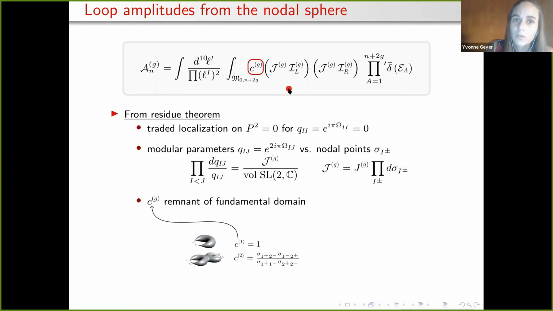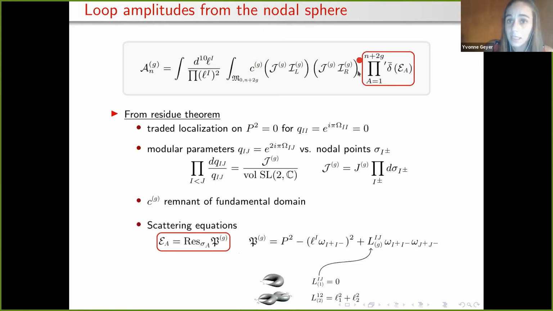Now, the other new feature that you might not expect, especially from tree level, is that there's a new function sitting here that is just a function of the nodal points, and it's first non-trivial at 2 loops. And this is a remnant of the fact that we integrated the modular parameters Qij for I smaller than j here over the fundamental domain, and we should really map that to a full Riemann sphere integral afterwards.